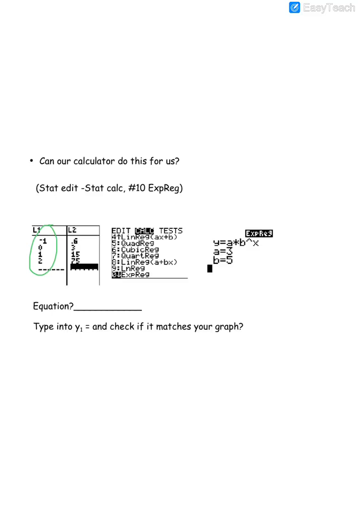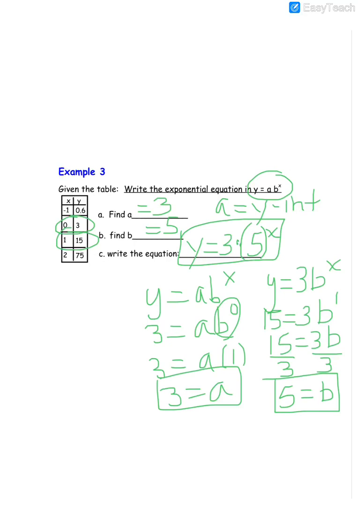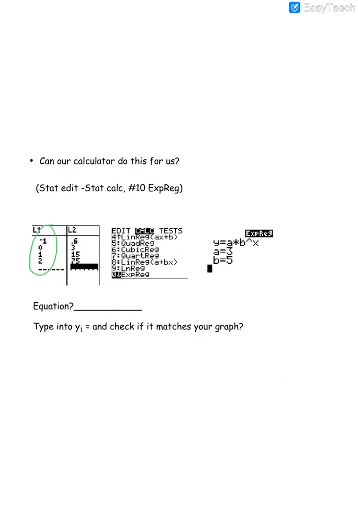And I'm going to go over in my L2 section. I'm going to plug in those. And I have 6, enter. I think it was 6. Was it 6? 0.6. I lied. 0.6. 3. 15. And 75. So now I have them all in here. I'm back to this guy here.